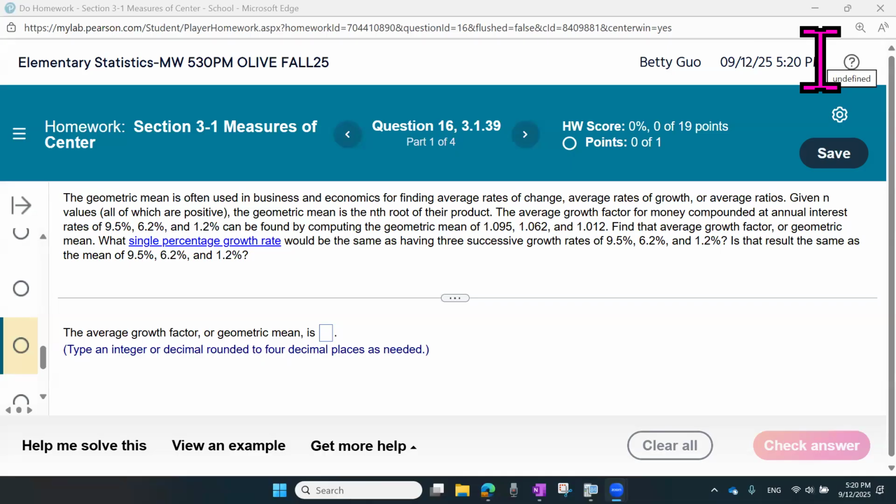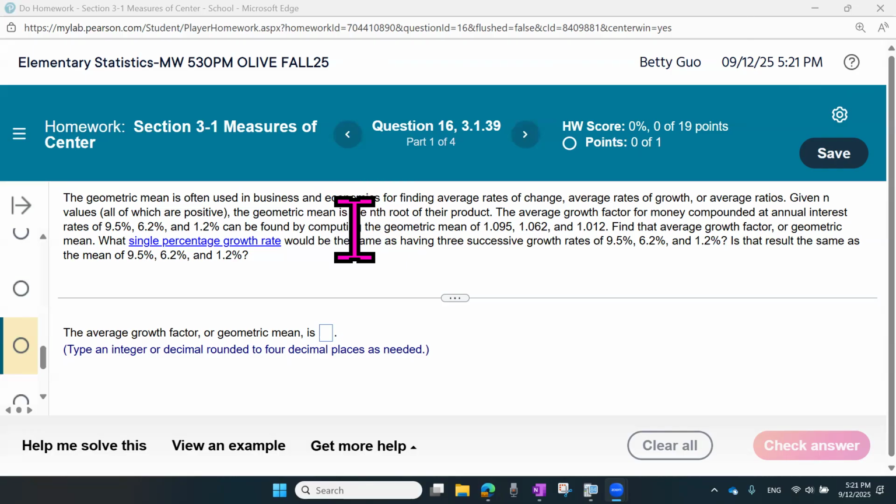Hello class, in this video we are going to look at this problem, number 16 on section 3.1, measures of central tendency. It's about the geometric mean. Geometric mean is a different mean from what we covered in the class. The geometric mean is often used in business and economics for finding average rates of change, average rates of growth, or average ratios. Given n values, all of which are positive, the geometric mean is the nth root of their product. So that's the definition of geometric mean.